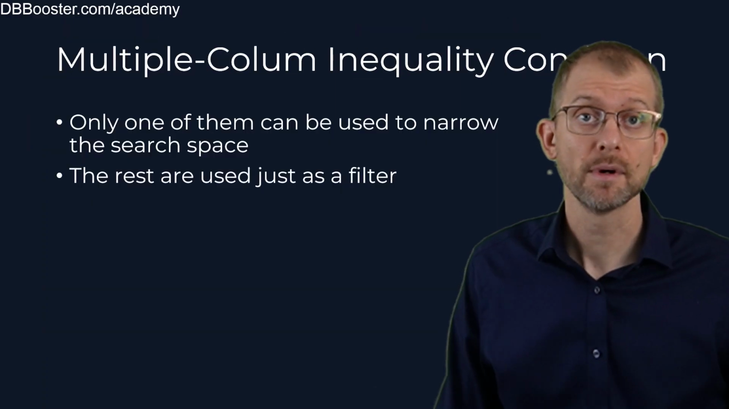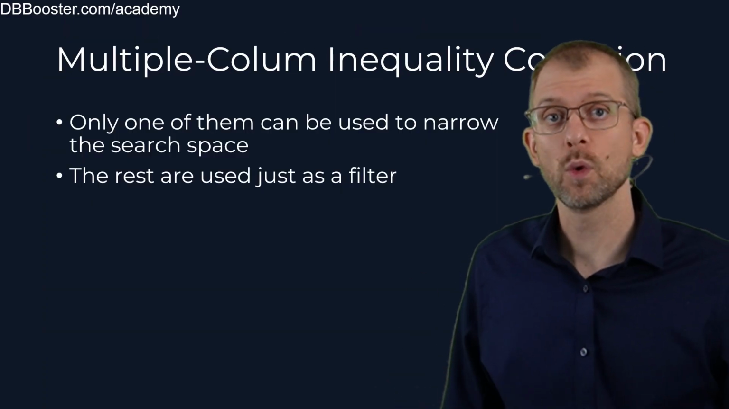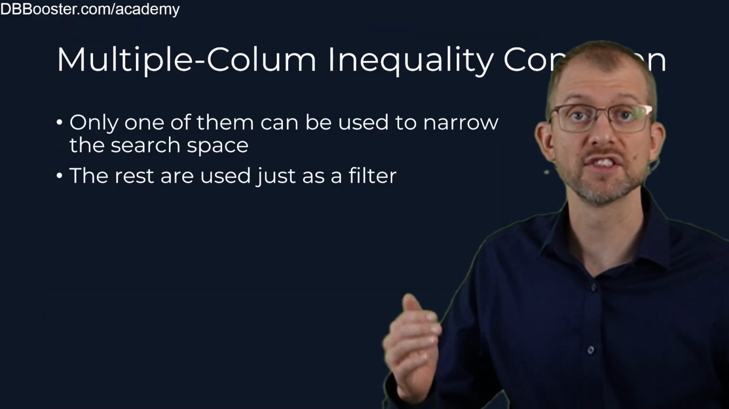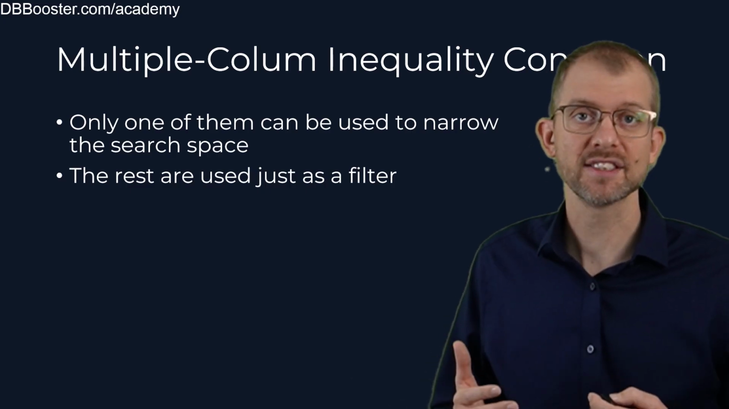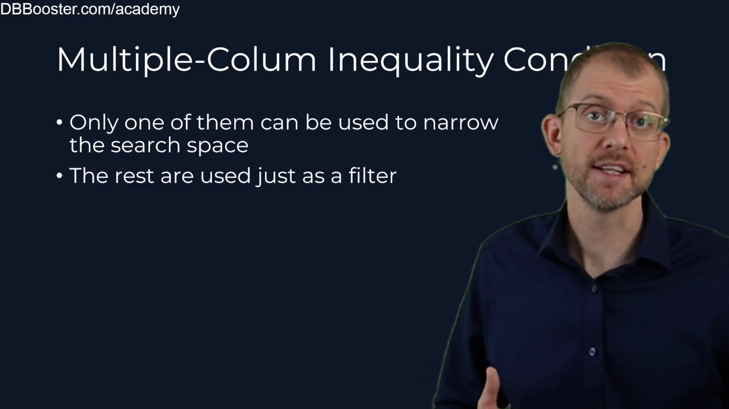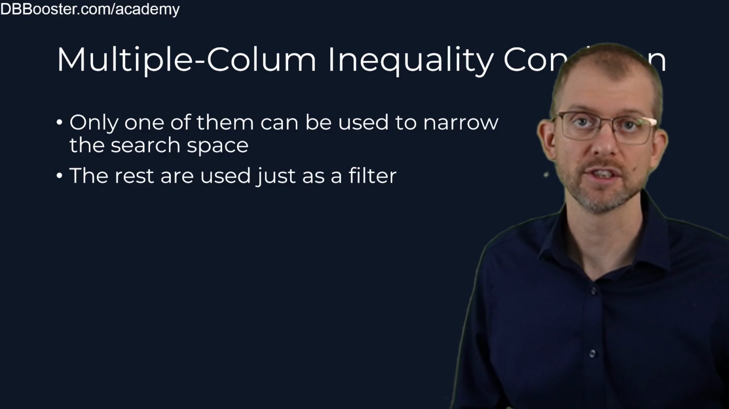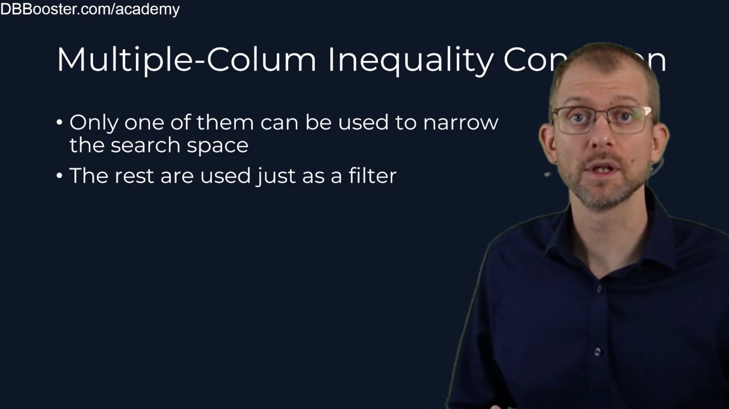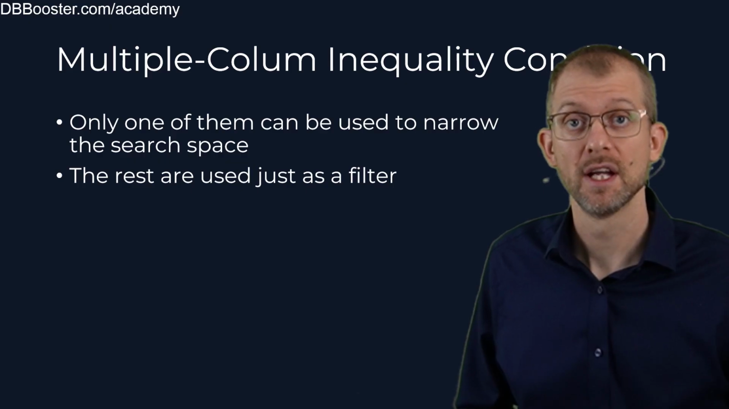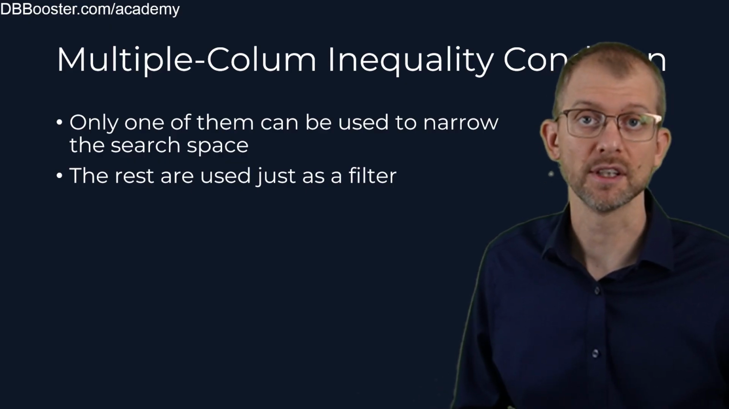So to sum it up, only one of the inequality conditions can actually narrow the search space. The others can't help. They are applied as simple filters on the rows that the index already returned. Only the first inequality really drives the index access. The rest just filter the results.